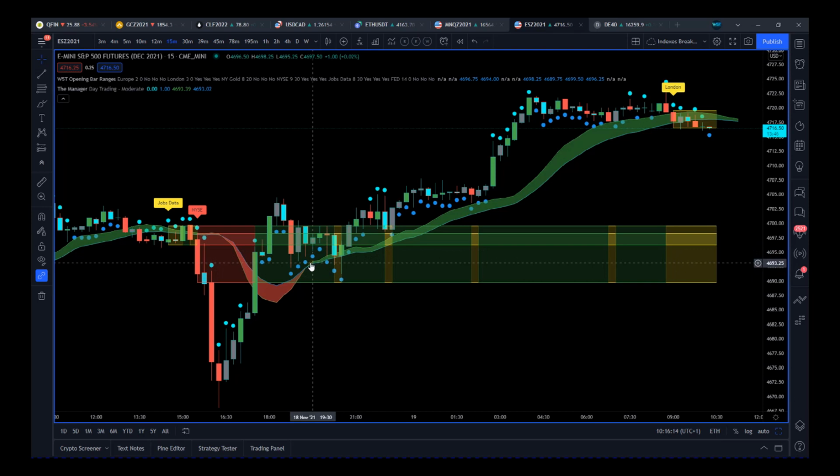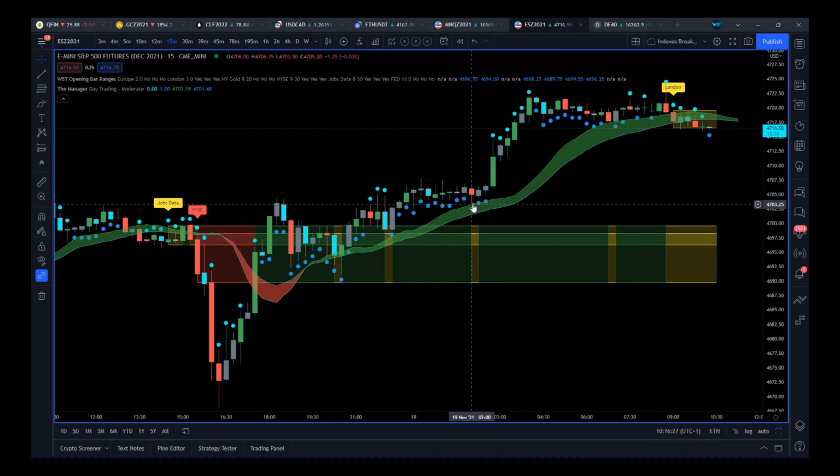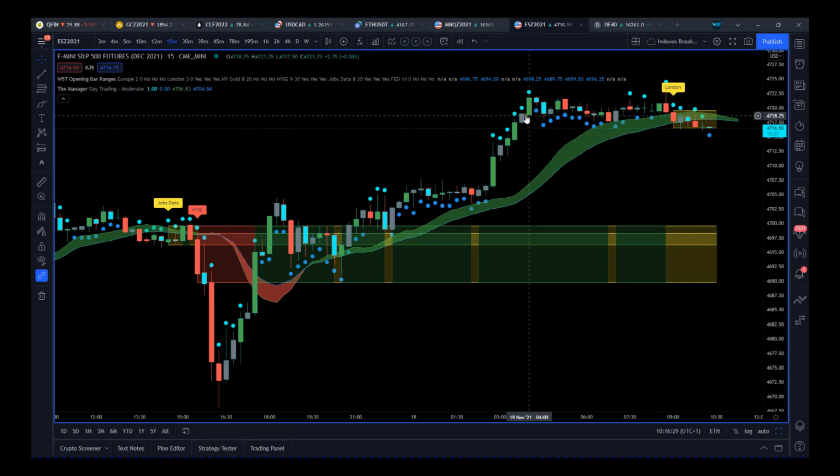The cloud then starts to go green. So this is the cloud for the manager. It's telling you to stay in the long. We come up, we go sideways. The dots underneath, the blue dots, lower than average volume. Look at that push up again. We pull back down overnight, lower than average volume.